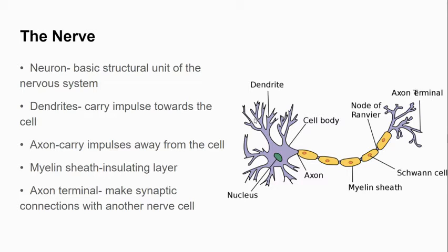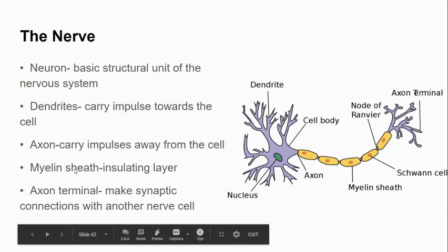So a dendrite right here, these pieces, carry the impulse towards the cell body, which is here. And this is the nucleus, which is the center of the cell body. Then that information goes through the axon, which carries the impulses away from the cell. And this right here is the axon, this purple piece in between.